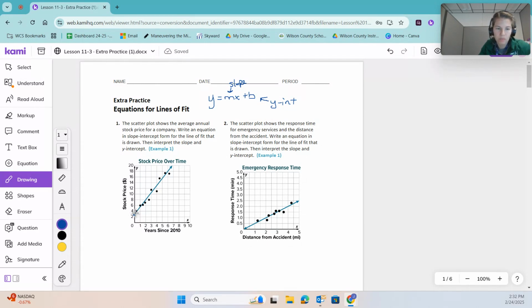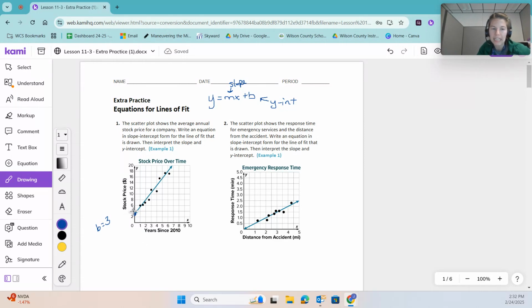In this first one, we're going to take a look right here, and it's right between 2 and 4, so 3 is going to be our y-intercept. Then let's go back and read the whole problem. It says the scatter plot shows the average annual stock price for a company. Write an equation in slope-intercept form for the line of fit that is drawn. Then interpret the slope and the y-intercept.